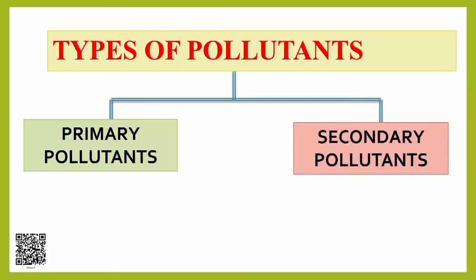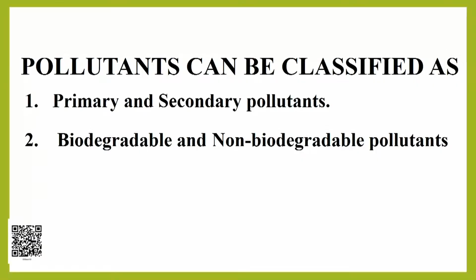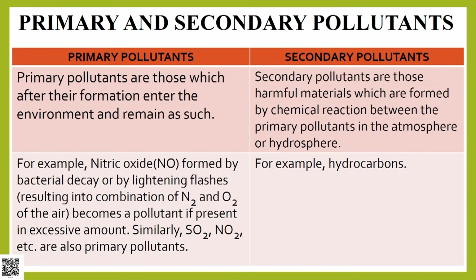Now we come to the types of pollutants again, in the form of primary and secondary pollutants. Pollutants can be classified as primary and secondary pollutants, and as biodegradable and non-biodegradable pollutants. First we will talk about primary pollutants. They are the pollutants which, after their formation, enter the environment and remain as such. We can take the example of nitric oxide, formed by bacterial decay or by lightning flashes resulting in the combination of nitrogen and oxygen in the air, which becomes a pollutant if present in excessive amounts. Similarly, oxides of sulfur and oxides of nitrogen are also known as primary pollutants.